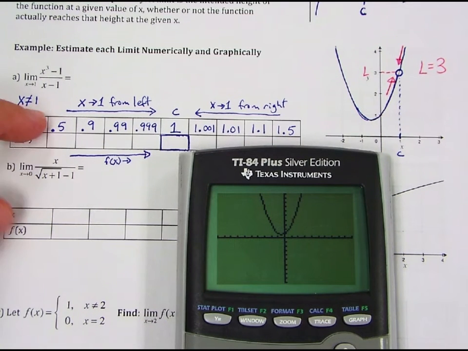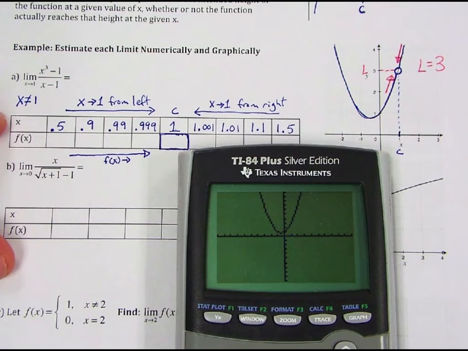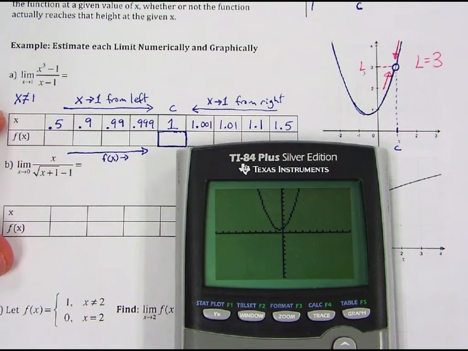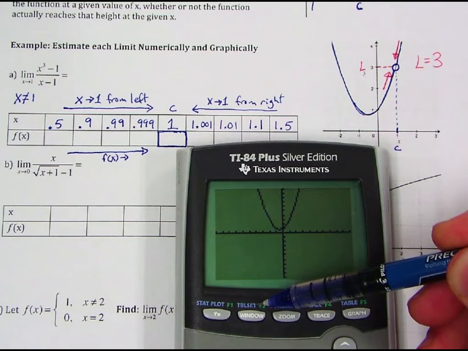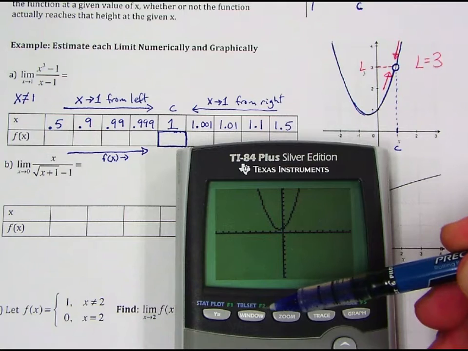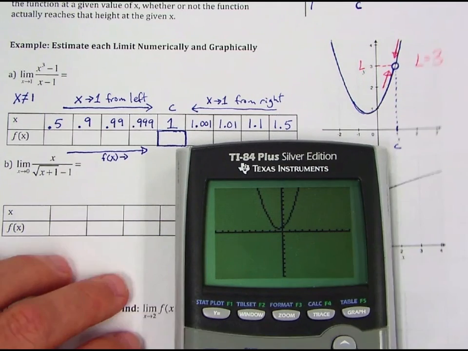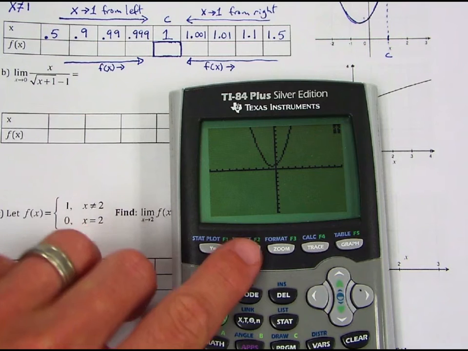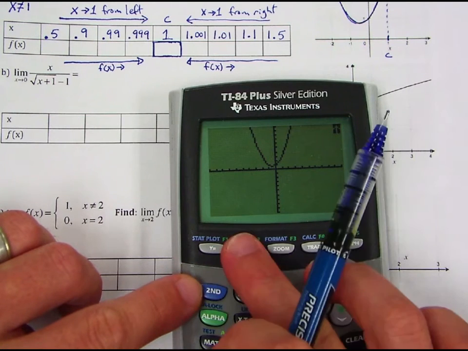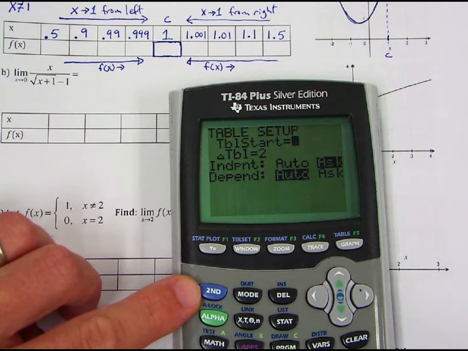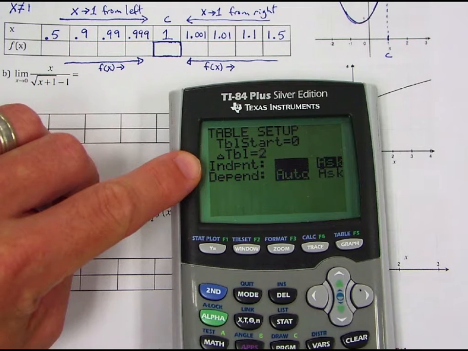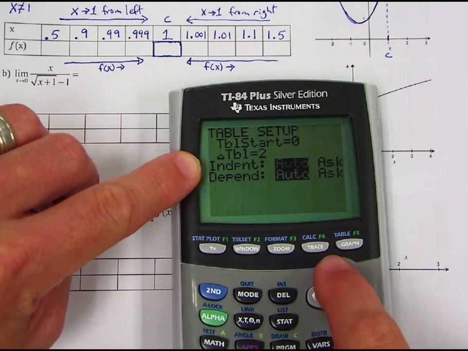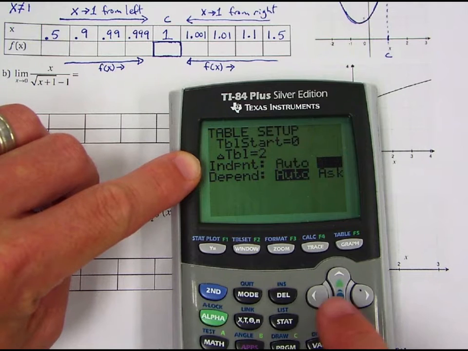So because we are choosing what our x values are, we need to set up our table a specific way. So we're going to set up our table first, and we'll only have to do this one time for this lesson. So you can see the table set right here. You need to push your second button, and then second, table set. And you need to change the independent variable to ask. Okay, so if you scroll down, you can hit enter. You can see there it's on auto, and then you can hit enter, and it'll be ask. So it'll be darkened around what you want.